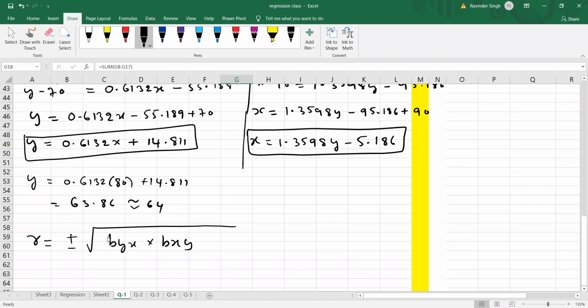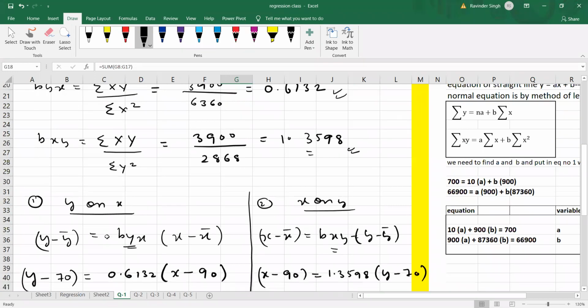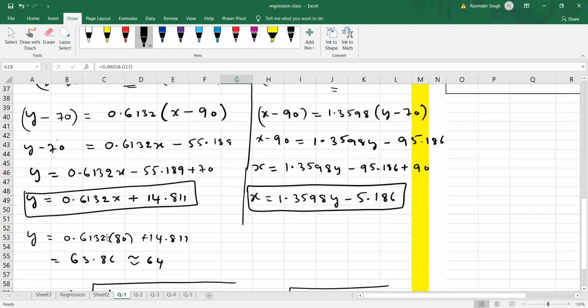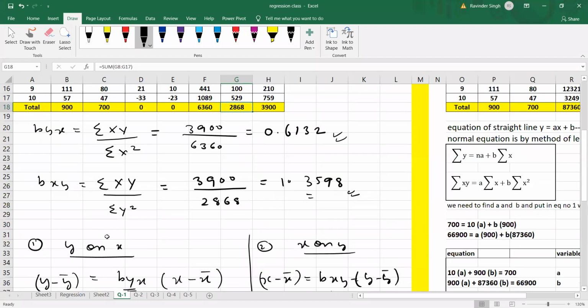Why have I put plus and minus? If byx is positive and bxy is positive, then the value will be positive. If byx is negative and bxy is also negative, then you get a negative correlation. So I put plus and minus. In our case, both bxy and byx are positive, so I will get the positive correlation only. So that will be plus square root of, you have to just put the values, 0.6132 multiplied with 1.3598.